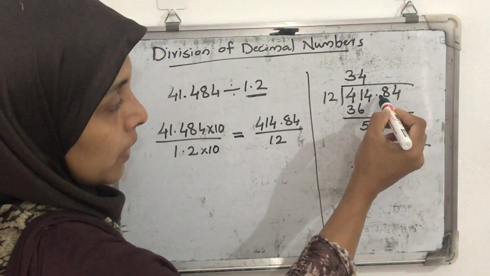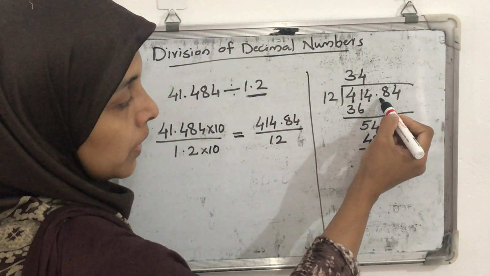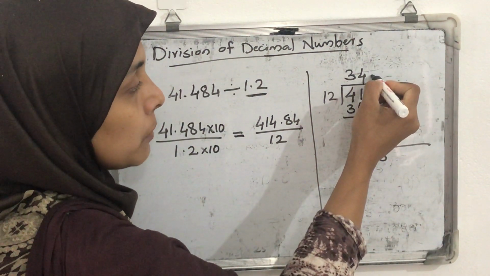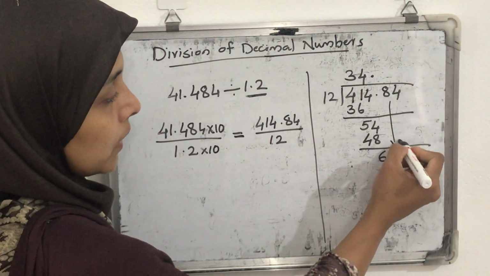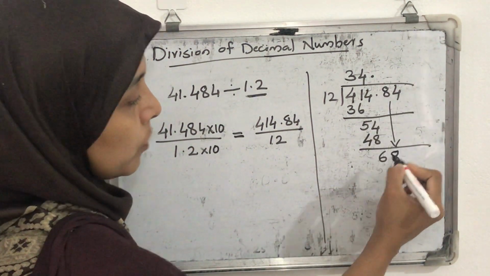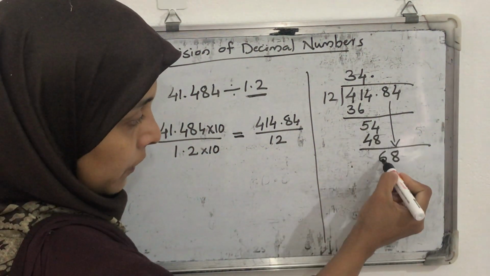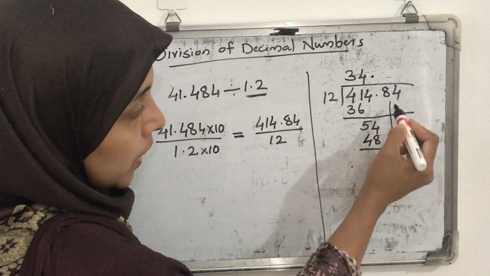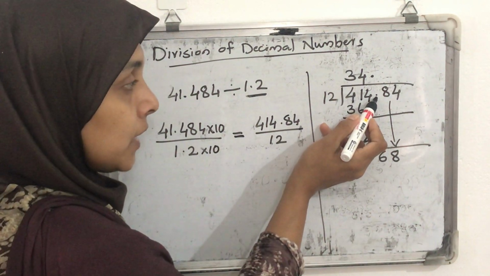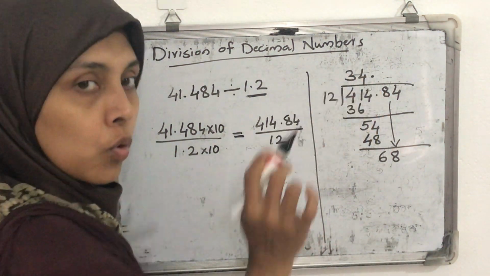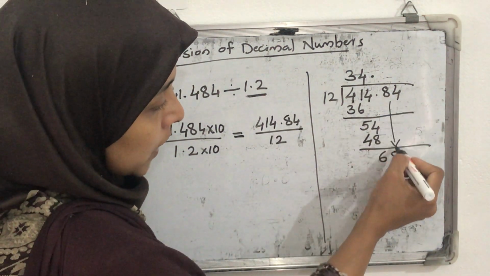What is the next? Next we have the decimal point. When the decimal point comes, at that time we put the decimal point in the quotient. After subtracting we got a 6. Then, before writing 8, there is a decimal point here in the dividend. So that decimal point we write in the quotient, in the same place. After that we bring down that 8 to here.